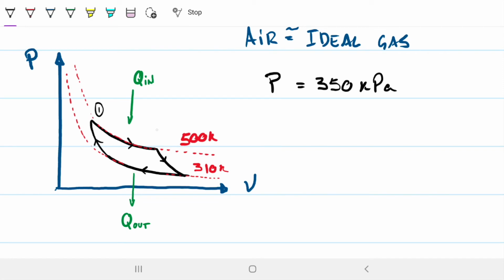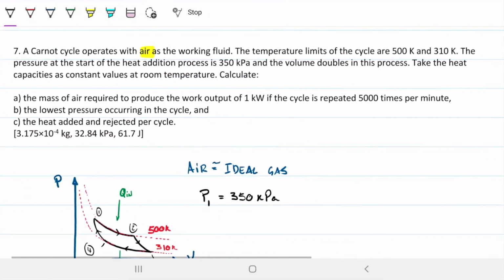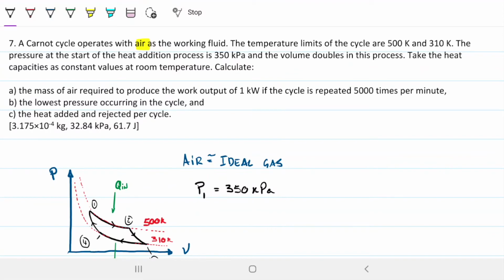Let's go ahead and give names to these points. Let's say this one is state 1, this one here is state 2, this one down here is state 3, and this one over here is state 4. So we're saying that P1 is 350 kilopascals. Note how that's not trivial, right? That's not something that is explicit in the problem. You actually need to make sense of what's happening and to know the Carnot cycle to be able to place this information in the right place.